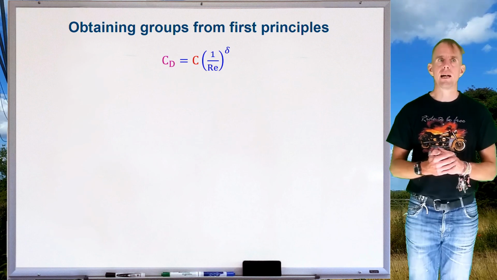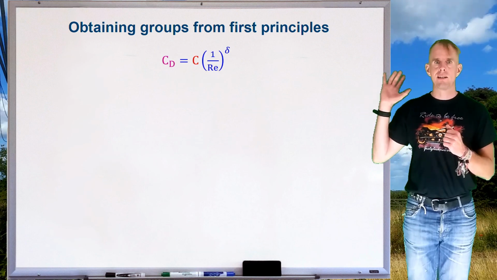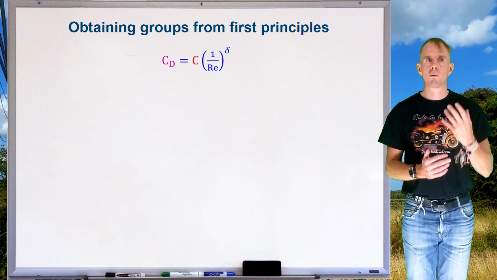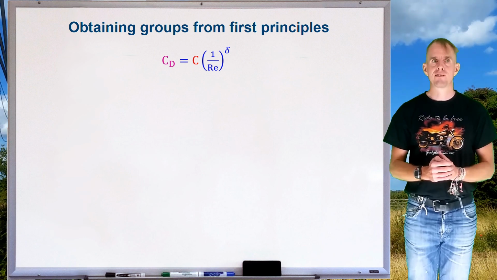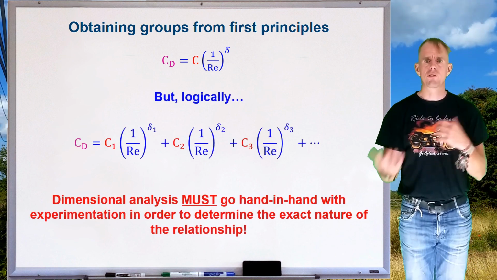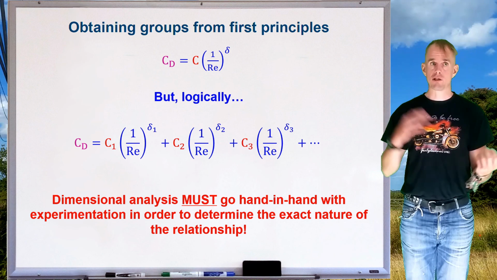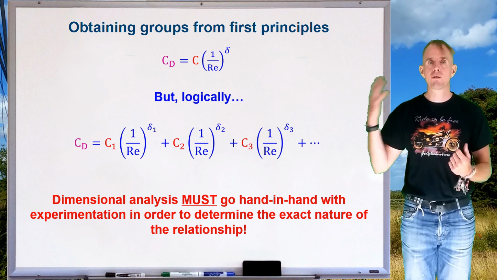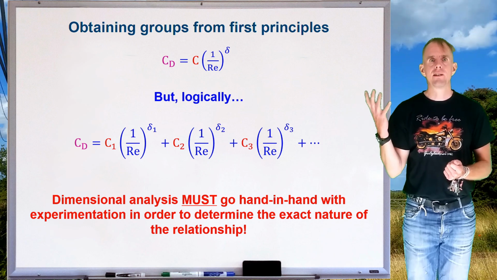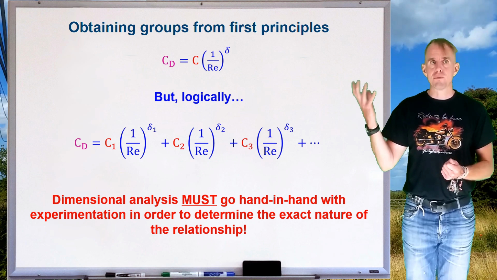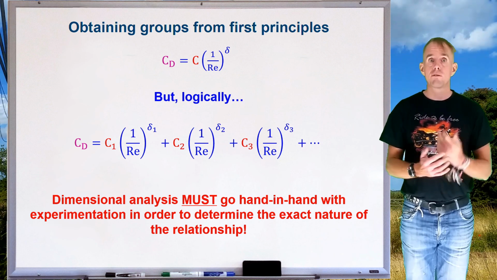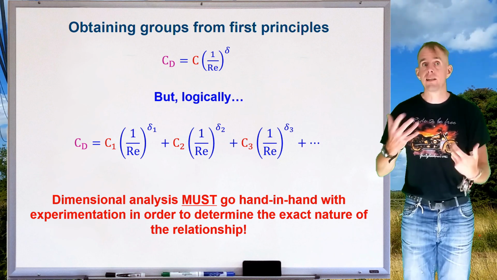Right, we're not quite there yet. What we've said is that my drag coefficient is now a numerical constant C, multiplied by 1 over the Reynolds number raised to a power delta. However, anything across an equals sign has to have the same dimensions. In this case, it's dimensionless. So on the right-hand side, there is no logical reason why I can't add together multiple terms that are C times a reciprocal of a Reynolds number raised to an index, with C and that index differing.